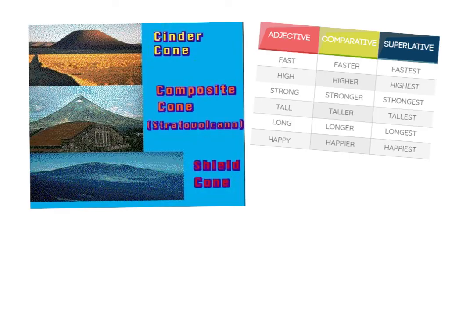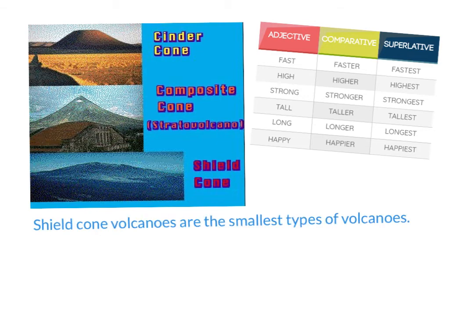So when we do our non-chronological report, which we will start planning this week, using comparative and superlative adjectives is going to help us when we're talking about our volcanoes. So, for example, have a look at these 3 pictures showing 3 different types of volcano. I could write here, ooh, look, shield cone. That's the smallest type of volcano. So I can tell my reader that. So here's my sentence. Shield cone volcanoes are the smallest types of volcanoes. And I used a superlative adjective this time, the smallest types of volcanoes.